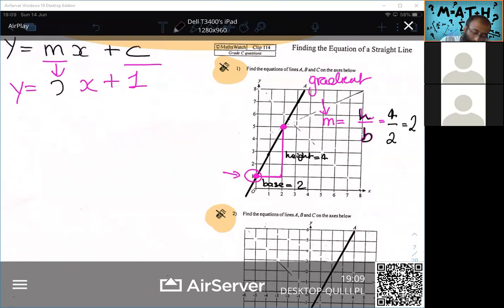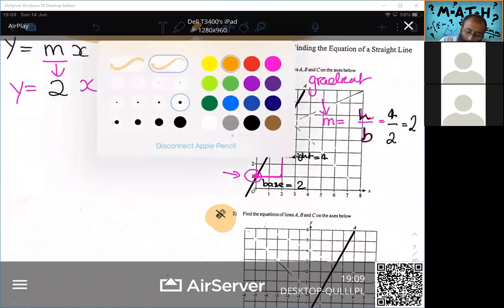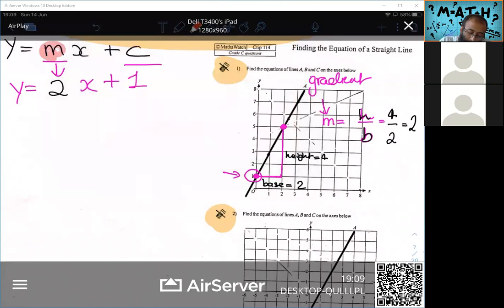So under the M, you put in a 2. Okay. So your M value is 2. Your C value is 1. Done.